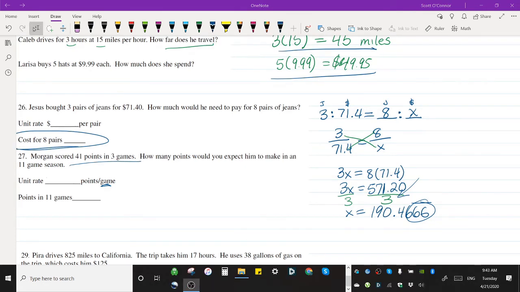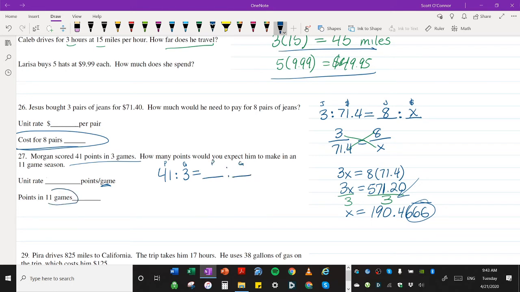With question 27, it's 41 points in 3 games, so we can write it as a ratio, 41 to 3. The 41 is the points, and the 3 is the games. I then write equals, points colon games. Which information was I given? I was given 11 games. I'm trying to find the points. That's my x. I can then write my fractions: 41 over 3 is equal to x over 11.